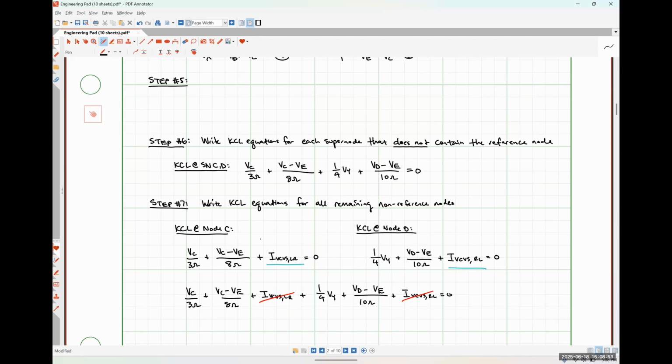Anytime we have a supernode that does not contain the reference node, we're just going to find the currents that are leaving that supernode, add them together, and set it equal to 0. So I'm going to erase all of this stuff down here because we no longer need it. All of that information is captured in step 6.